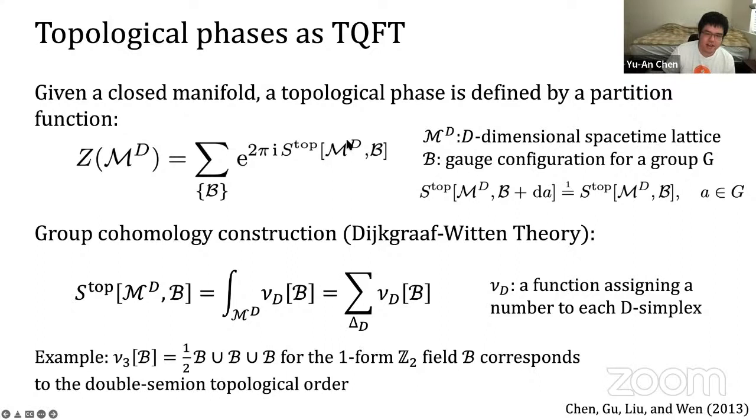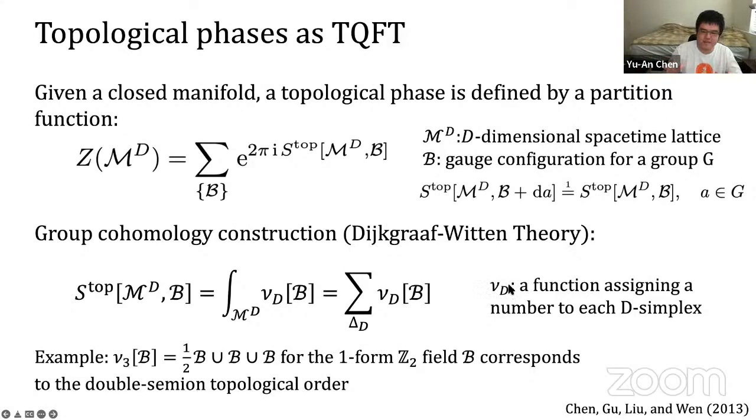The way to write down this topological action is to take a function nu_D, which assigns a number to each D-simplex. The action on the manifold is the sum over this function for all simplices. This function needs to satisfy certain conditions to make sure this quantity is a topological invariant. For example, if you retriangulate, or apply the group symmetry, it must be invariant. This gives some constraint on the function. We usually call this a cocycle, which is just a function that is closed.